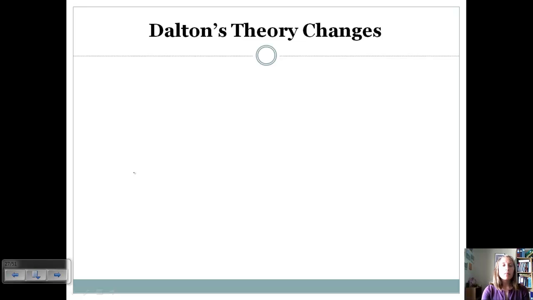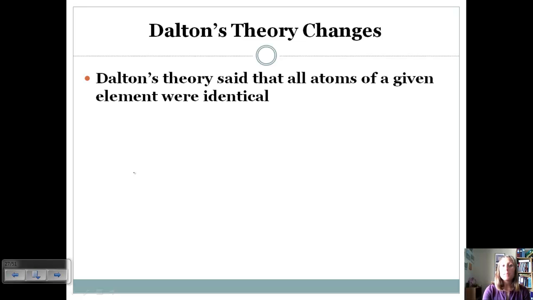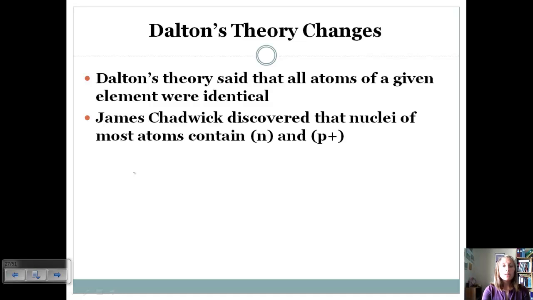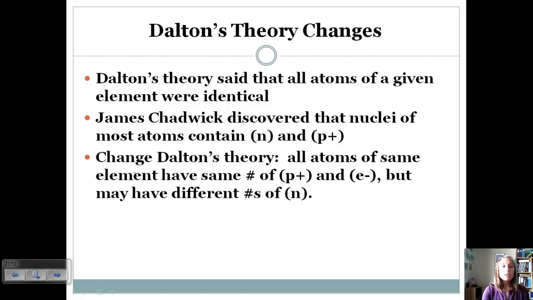So what this means is that we have to make a change to Dalton's theory then, because his theory said that all atoms of a given element are identical. But we know these electrons aid in bonding, and we also have a part of the atom that can be different. James Chadwick discovered that the nuclei of atoms contain neutrons and protons, which we talked about already. And the change in Dalton's theory comes from the neutrons.